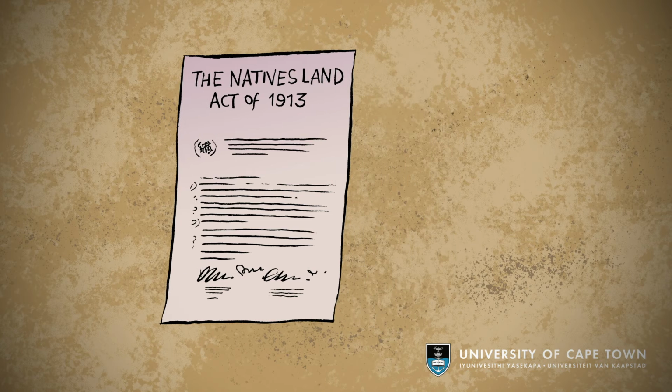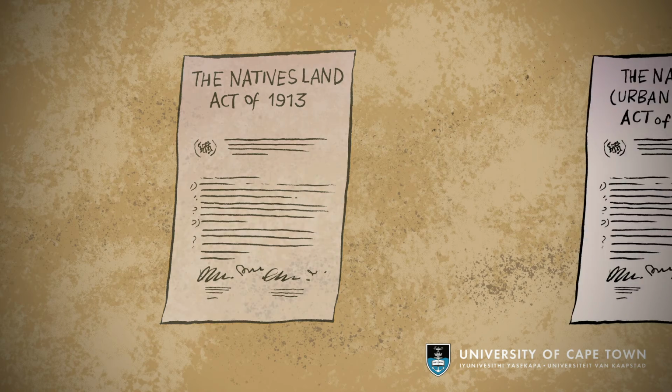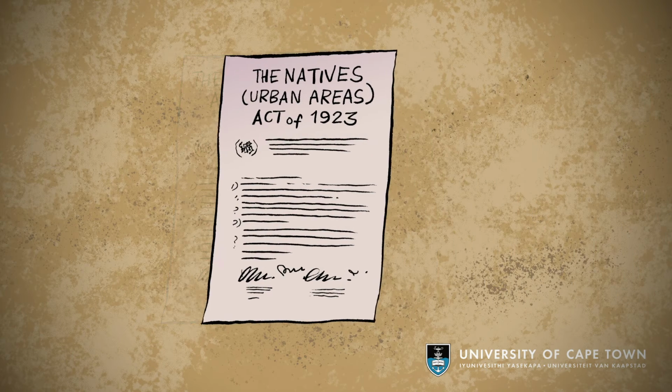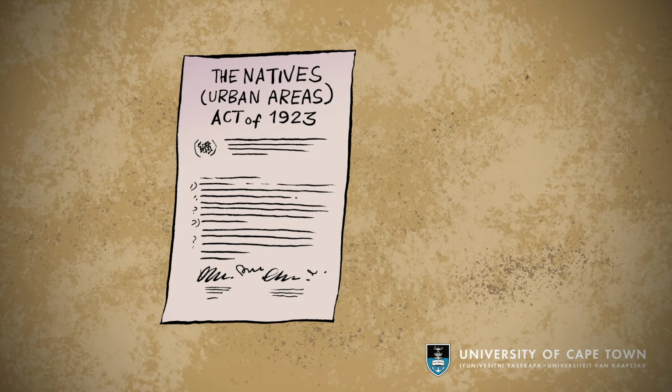The Natives Land Act of 1913 formed the basis of other legislation that further entrenched dispossession of African people and segregation of coloured and Indian people. The Natives Urban Areas Act of 1923 deemed urban areas in South Africa as white and required all black African men in cities and towns to carry around permits called passes at all times. Anyone found without a pass would be arrested immediately and sent to a rural area.